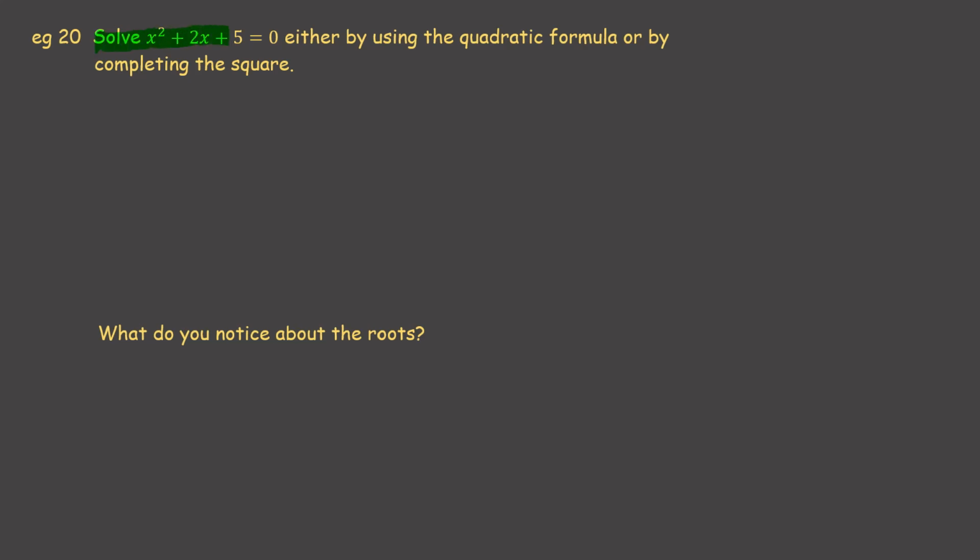Solve x squared plus 2x plus 5 equals 0, either by using the quadratic formula or by completing the square. I'm going to use the formula. And then we're asked, what do we notice about the roots? Now, we did something like this way back at the beginning of this section. So, can you remember? Well, let's go through it anyway.